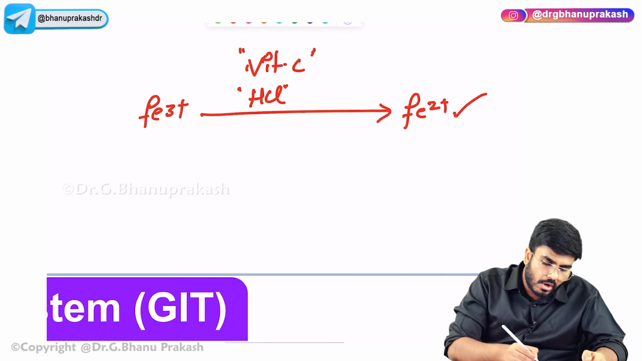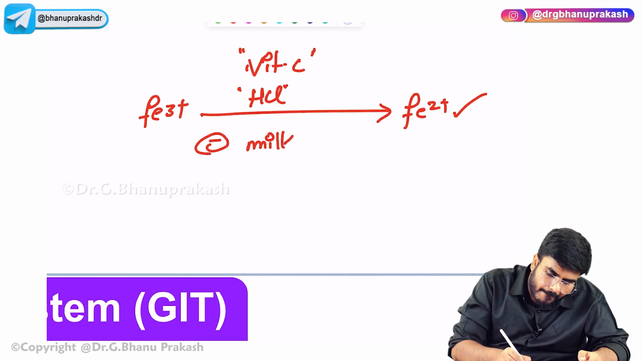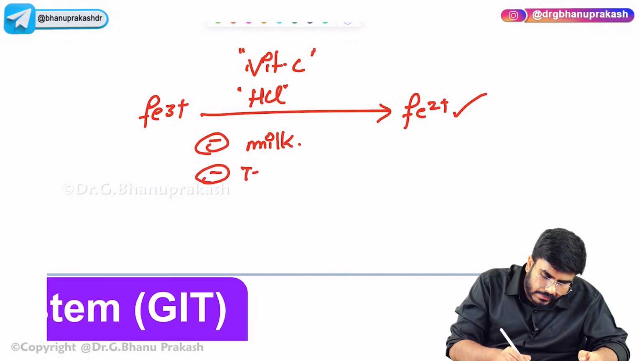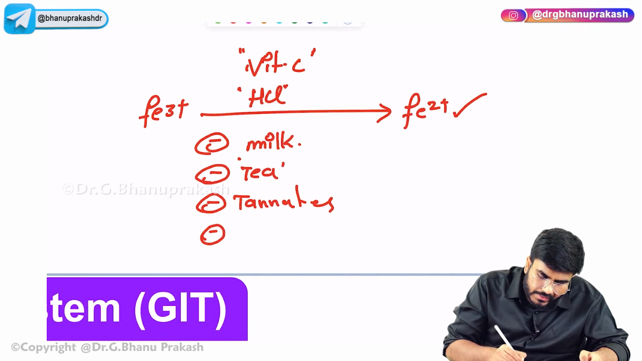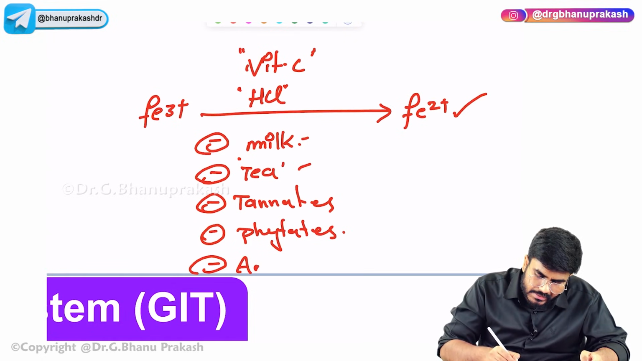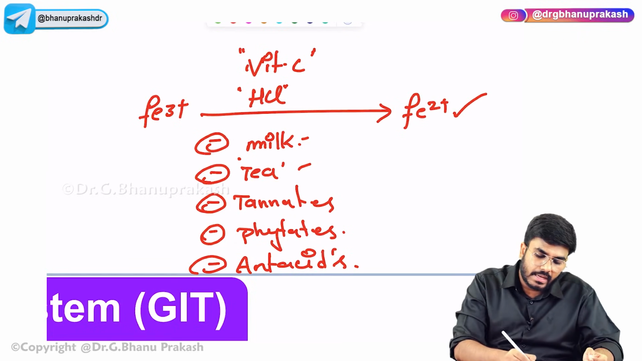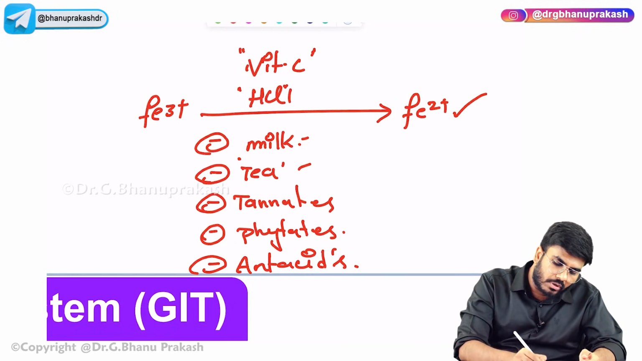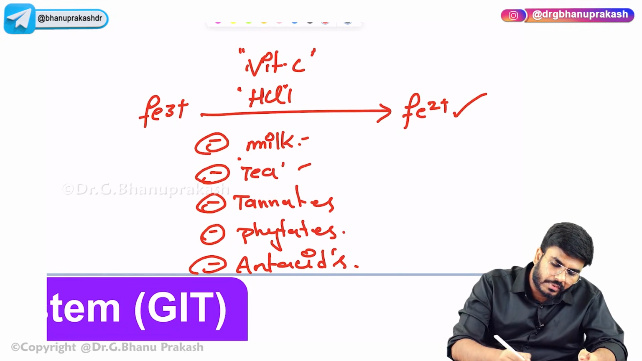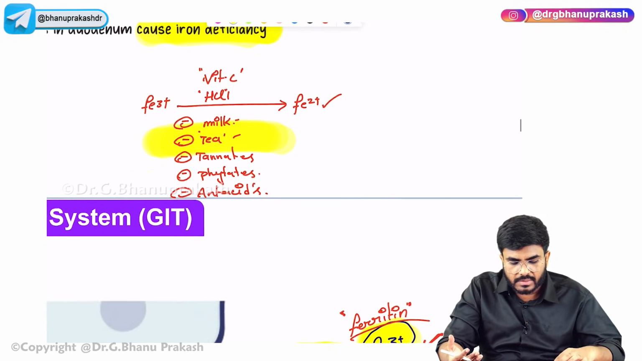Then what inhibits iron absorption? Milk, or tea, tannates, phytates. Milk and tea contain tannins. Then phytates. Next, antacids, because antacids decrease the acid, and when acid is decreased, iron absorption will be decreased. In a recent exam this question was asked: tea decreases iron absorption, true. Tea and milk do not increase iron absorption.